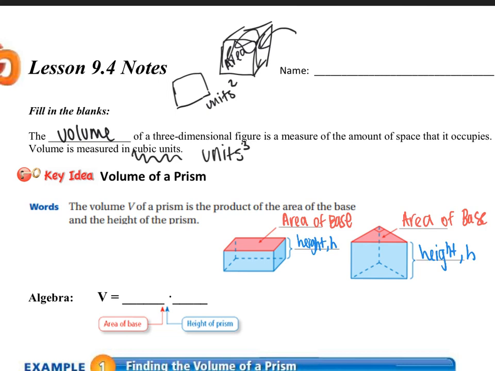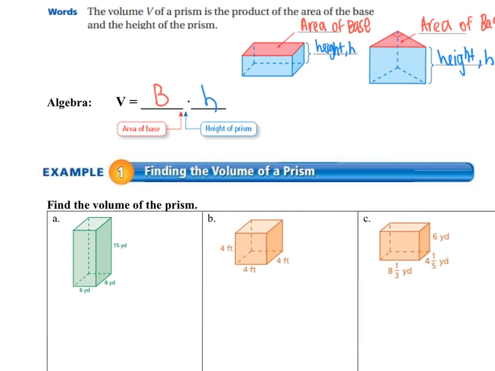So algebraically, you can call that volume. The formula is B times H. But the base, remember, you have to find the area of that base. Okay, moving on, let's do an example.